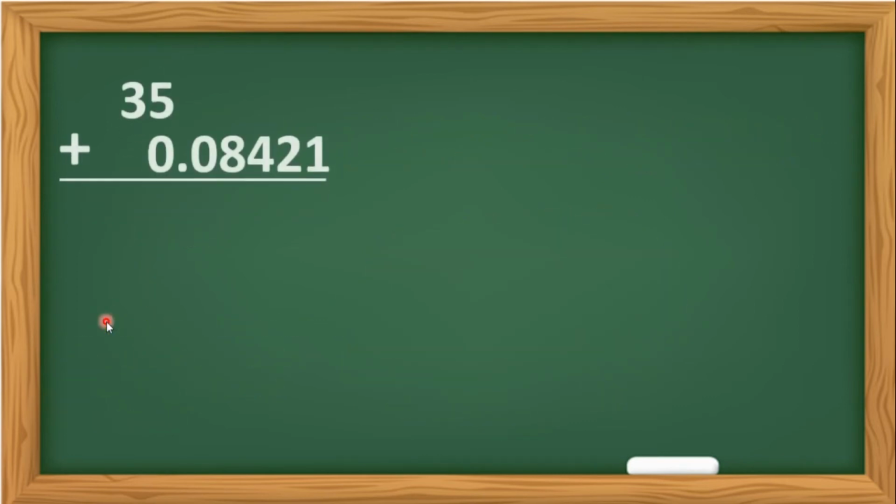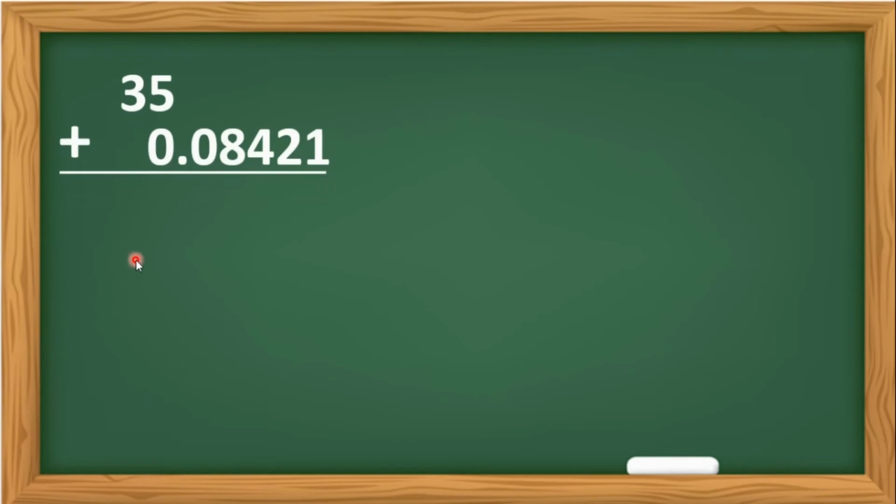Another example, we have 35 plus 8,421 hundred thousandths. So why do we read this as 8,421 hundred thousandths? Let us check the place value of the last digit. So 0 is tenths, 8 is hundredths, 4 is thousandths, 2 is ten thousandths, and 1 is hundred thousandths. So to read this, we have 8,421 hundred thousandths.